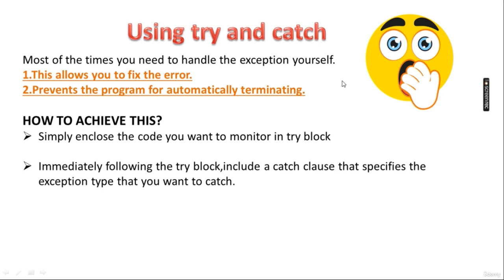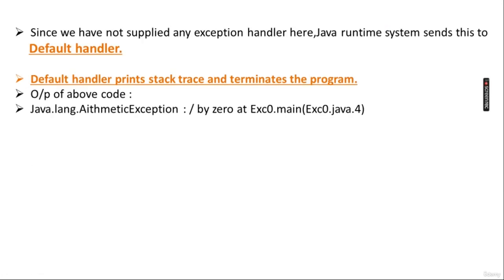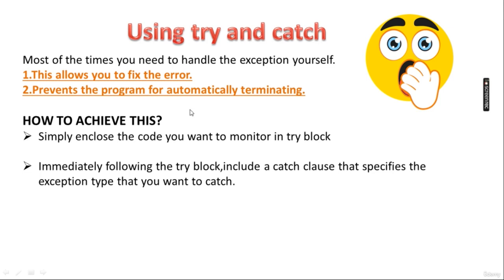Most of the time you need to handle the exception by yourself. This allows you to fix the error and prevents the program from automatically terminating. Automatically terminating means it's crashing. It crashes with the message, like in the example we saw, java.lang.ArithmeticException: division by 0. After this line, the program will not execute. This is called crashing or terminating of your program. So this can be avoided by using try and catch blocks.